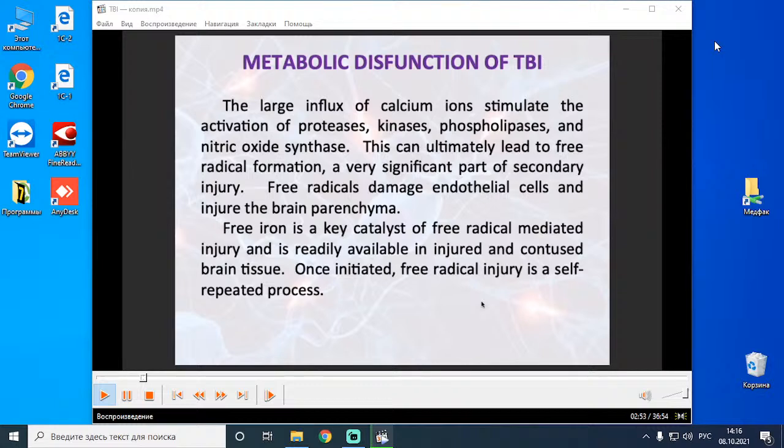This can ultimately lead to free radical formation, a very significant part of secondary injury. Free radicals damage endothelial cells and injure the brain parenchyma. Free iron is a key catalyst of free radical mediated injury and is readily available in injured and contused brain tissue. Once initiated, free radical injury is a self-repeating process.